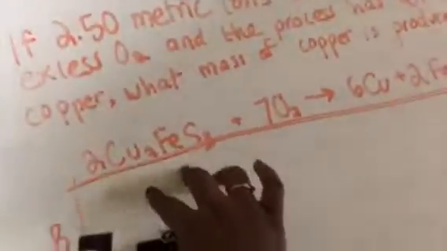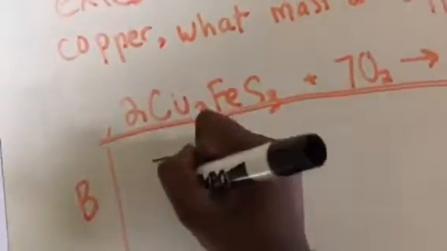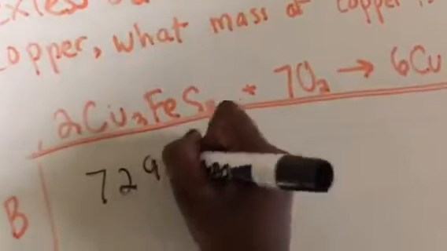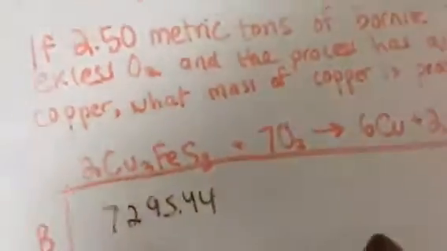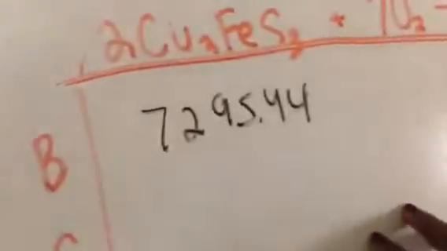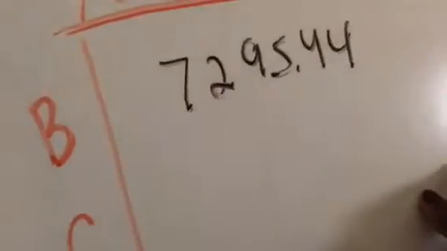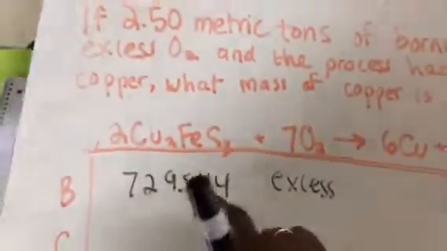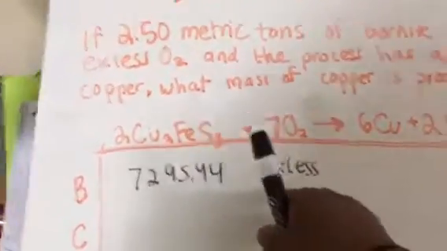There's an E right there. Okay, so we can plug that in for bornite, and bornite is this big compound right here. So 7,295.44. And then since this is excess, we can just put the word excess here since we don't have to worry about that. So this is obviously the limiting reactant if this is excess.